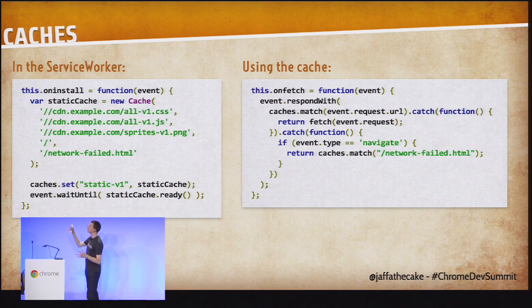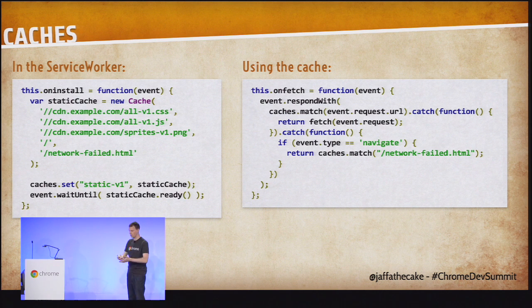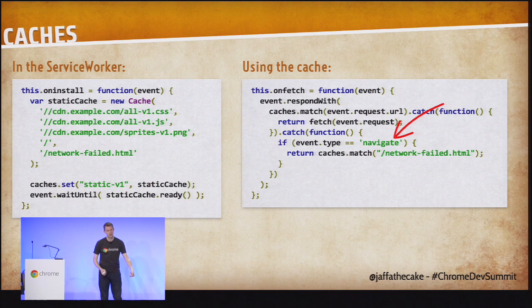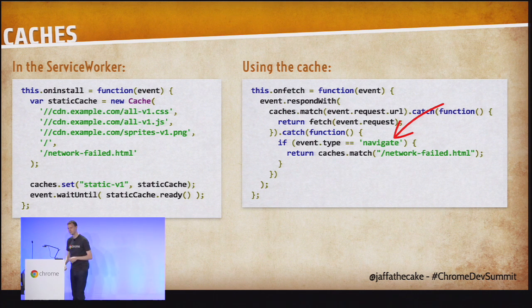As I mentioned before, onFetch doesn't just fire for full-page navigations. It also fires for assets on the page, your JavaScript, XHR, CSS, images, etc. We can differentiate between the two using event.type. Because it makes sense here. We don't want to serve up network failed.html for an XHR request. That doesn't work. So here we can just serve it up for full page navigations.